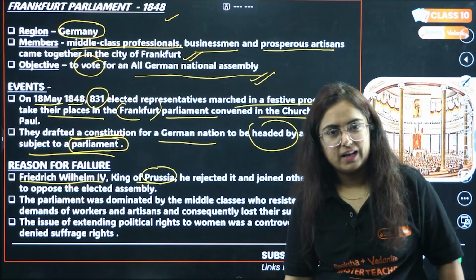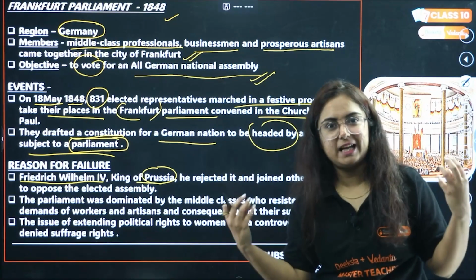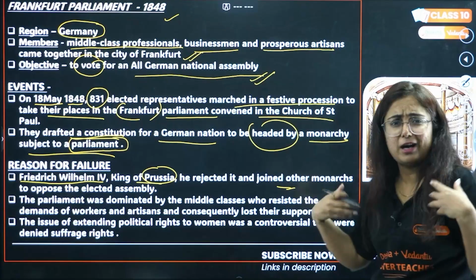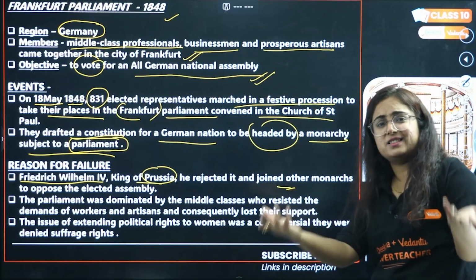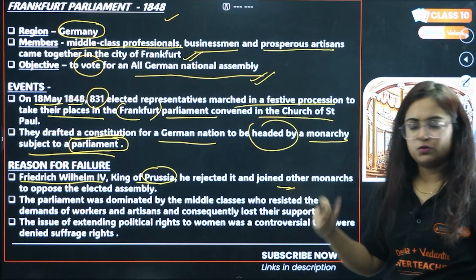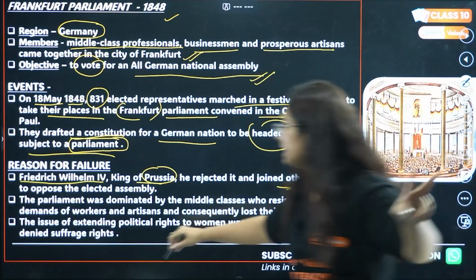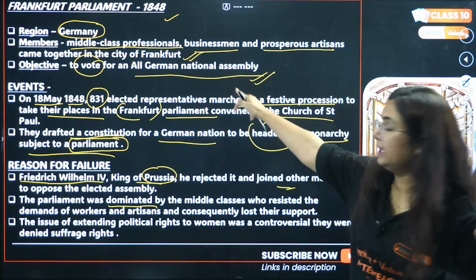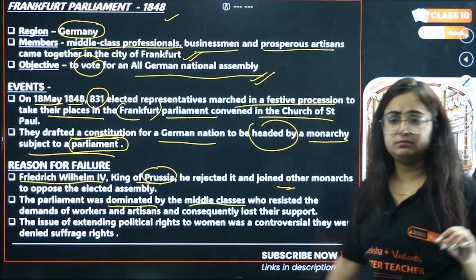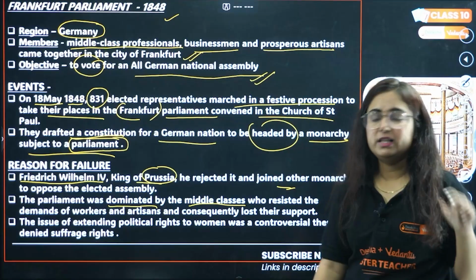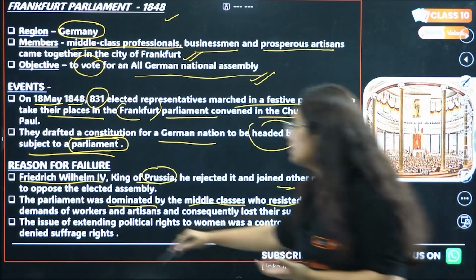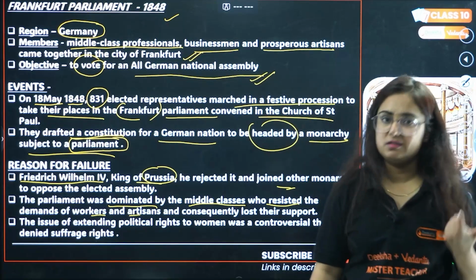Do I seem like a fool? So he rejected the offer. He said, why would I give my power to a body that is parliament? No, I don't want to remain in repression. So he denied. Second reason, beta, this entire body, Frankfurt Parliament, is dominated by the middle class. Pay attention. They were not actually listening to the demands of workers and artisans. This is a failure.